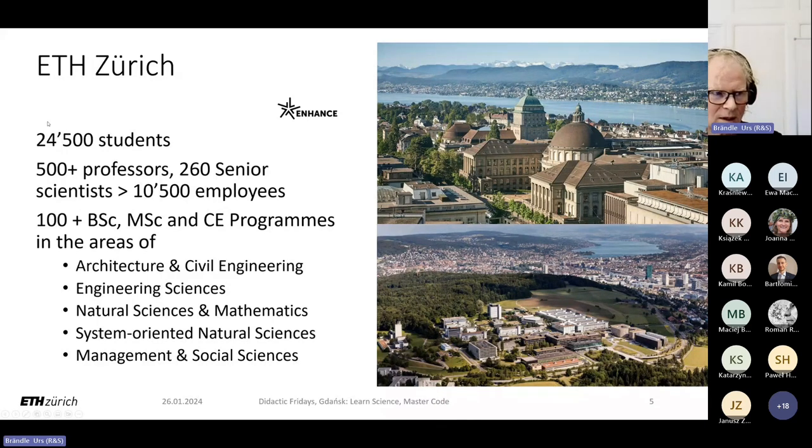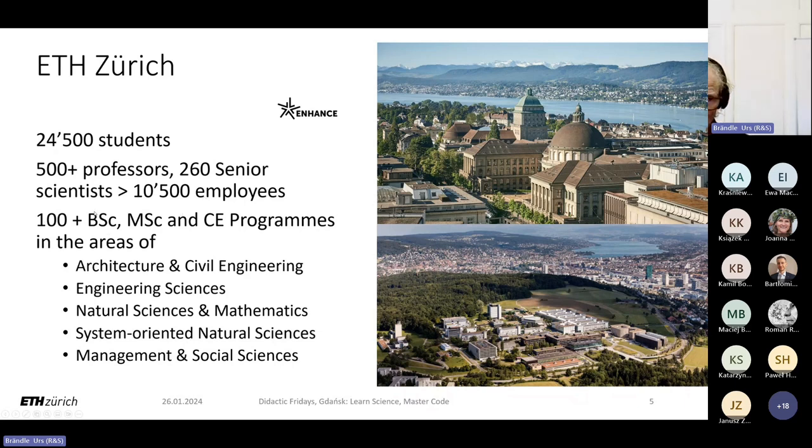Our student numbers are growing massively. Within the last 20 years, we have doubled the number of students. The number of professors has gone up too, but not so fast. So we have senior scientists that have fixed positions and play a key role in technology, but often also in teaching. And including, I think, the PhD students, there are 10,500 employees.